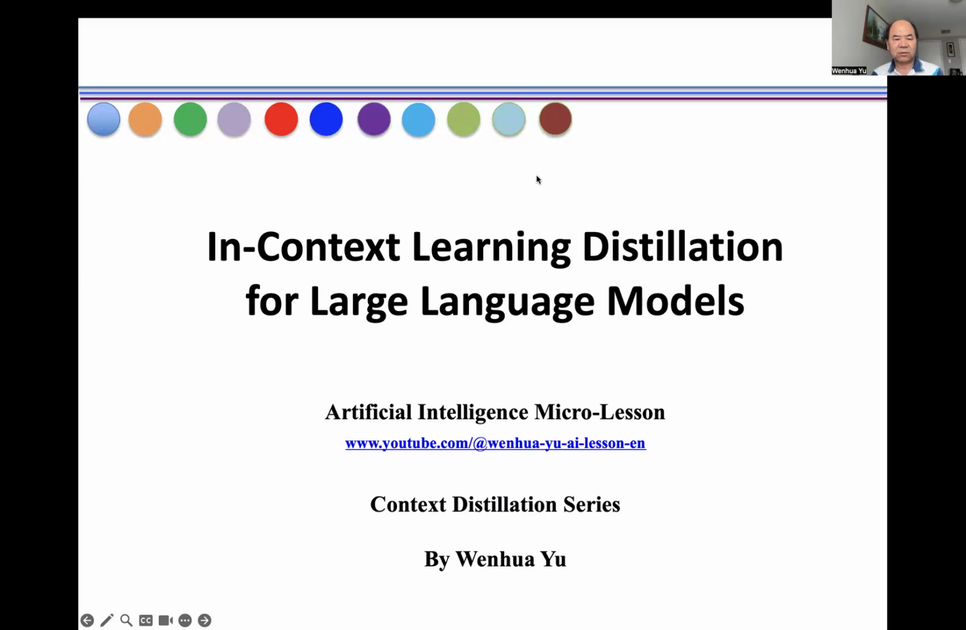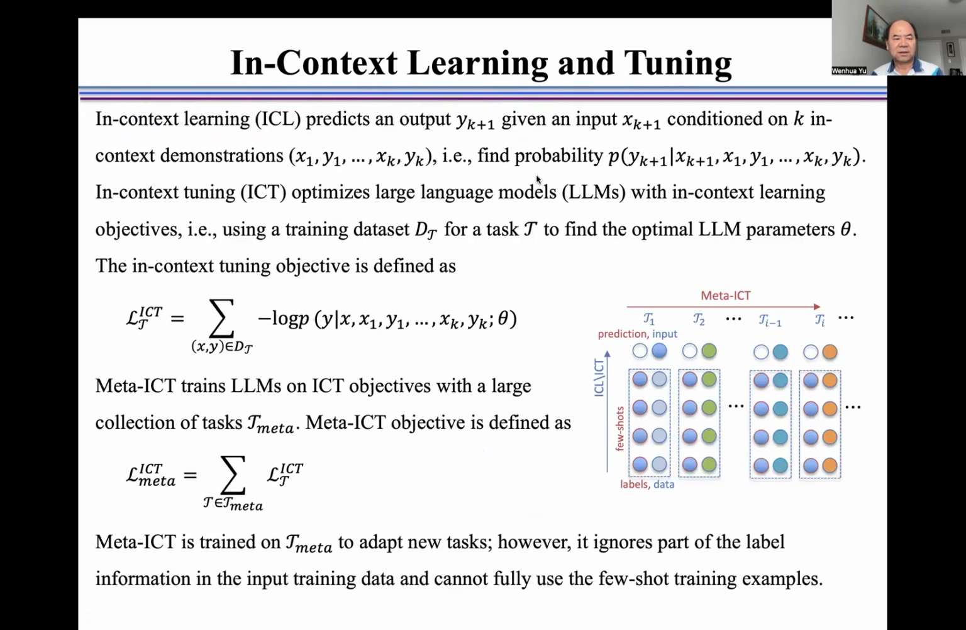In this video, I introduce in-context learning distillation for large language models. In-context learning predicts output y_{k+1} given an input x_{k+1} conditioned on k in-context demonstrations from x_1, y_1 to x_k, y_k.